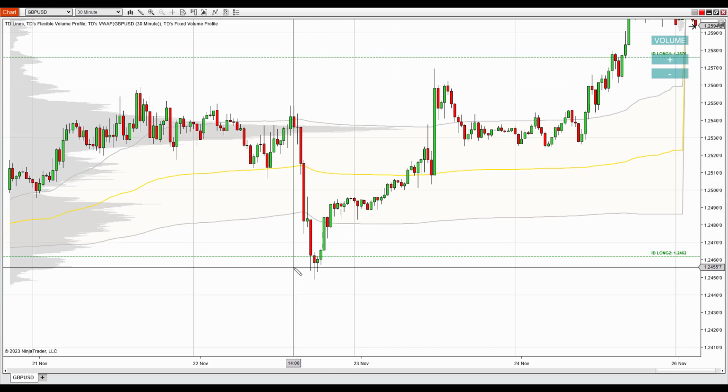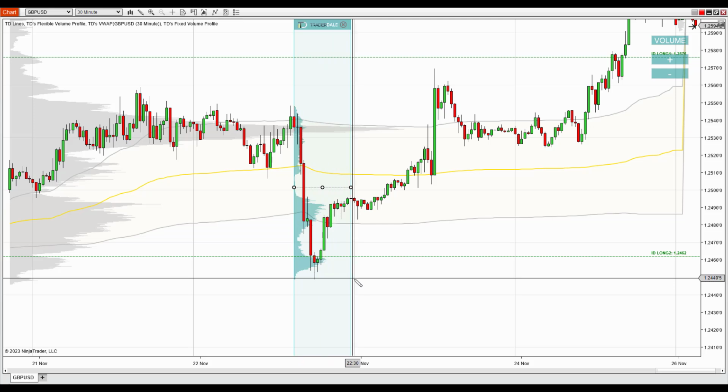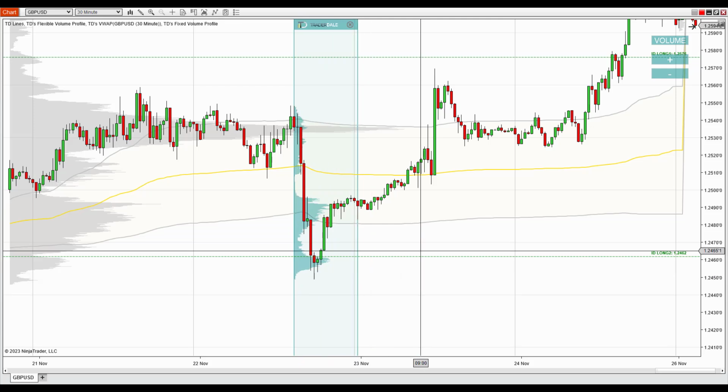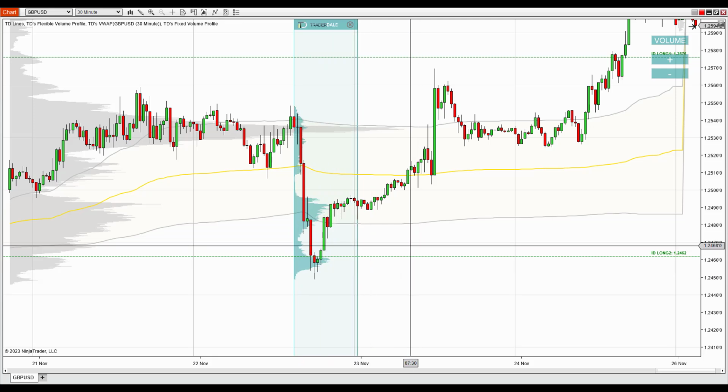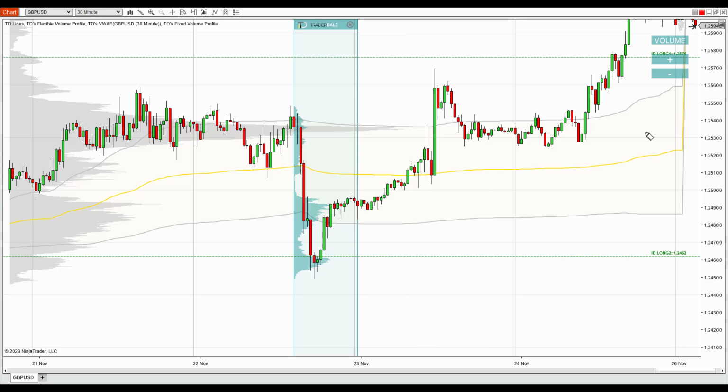Again, you use the flexible volume profile. That's one of the tools which you are going to get with my Elite pack or the order flow pack, by the way. And this is exactly what you want to see. Significant heavy volume zone somewhere around the place where the price turned.